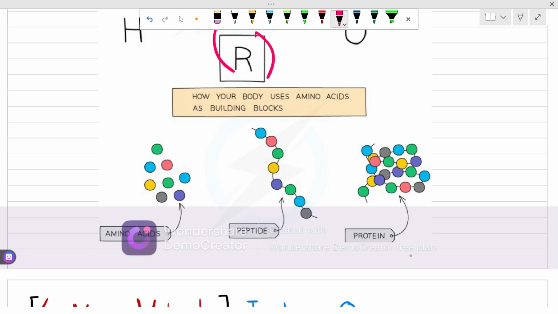How are proteins formed? This is a simple illustration. We have amino acids, then amino acids join together in a chain to form peptide, and then these chains fold together to form a protein molecule.